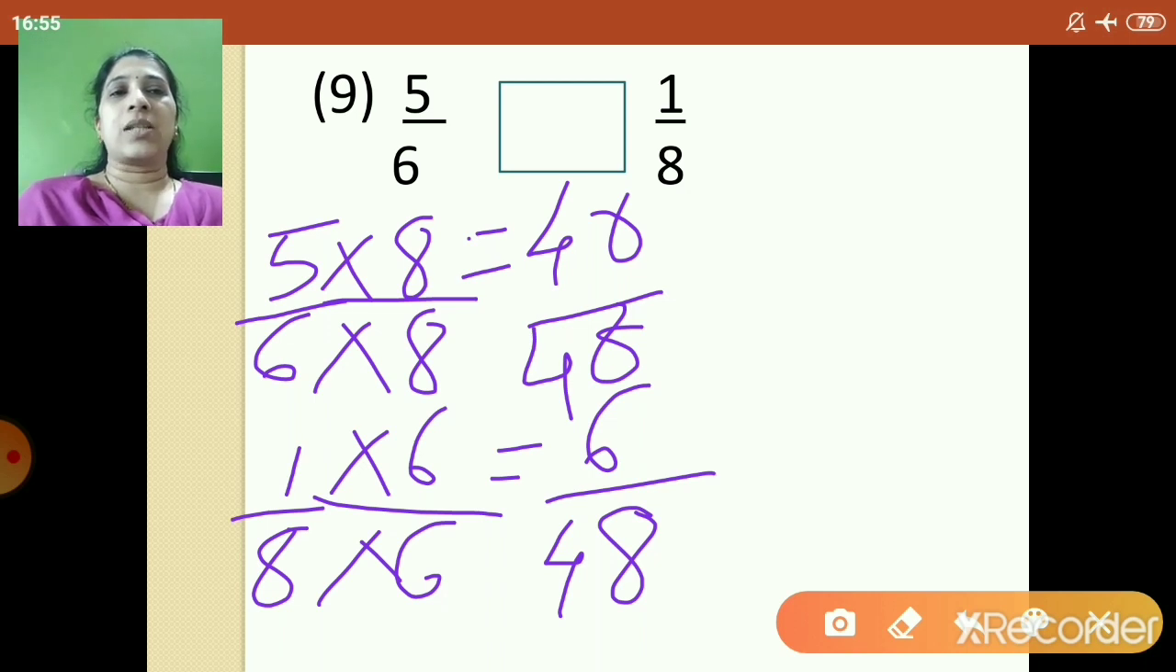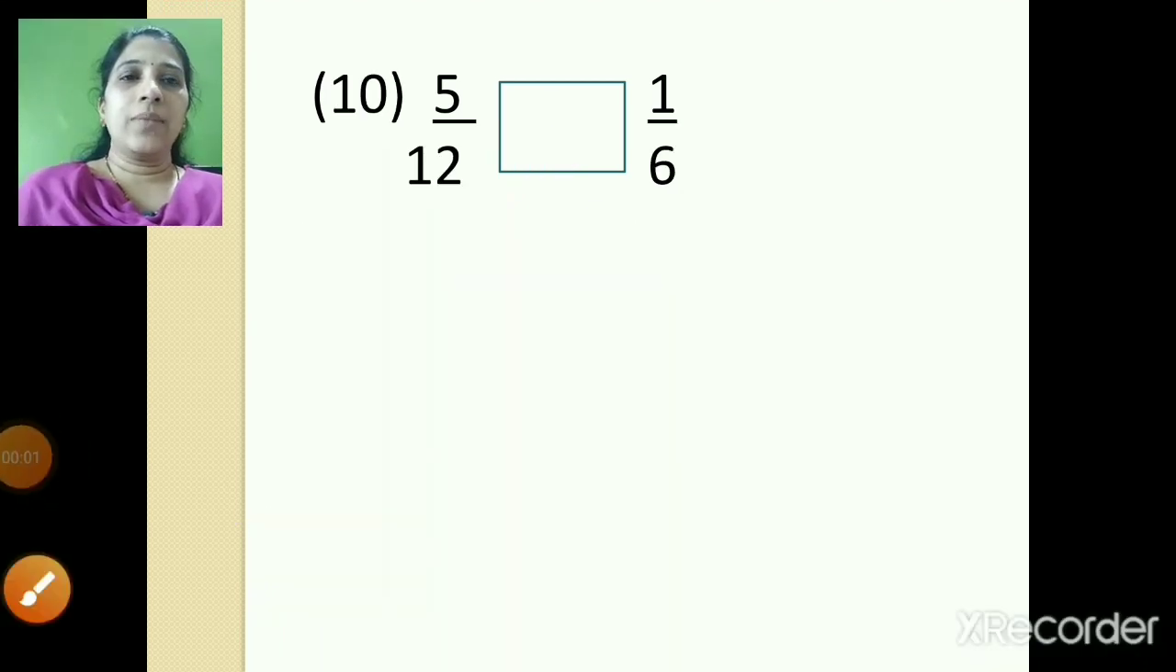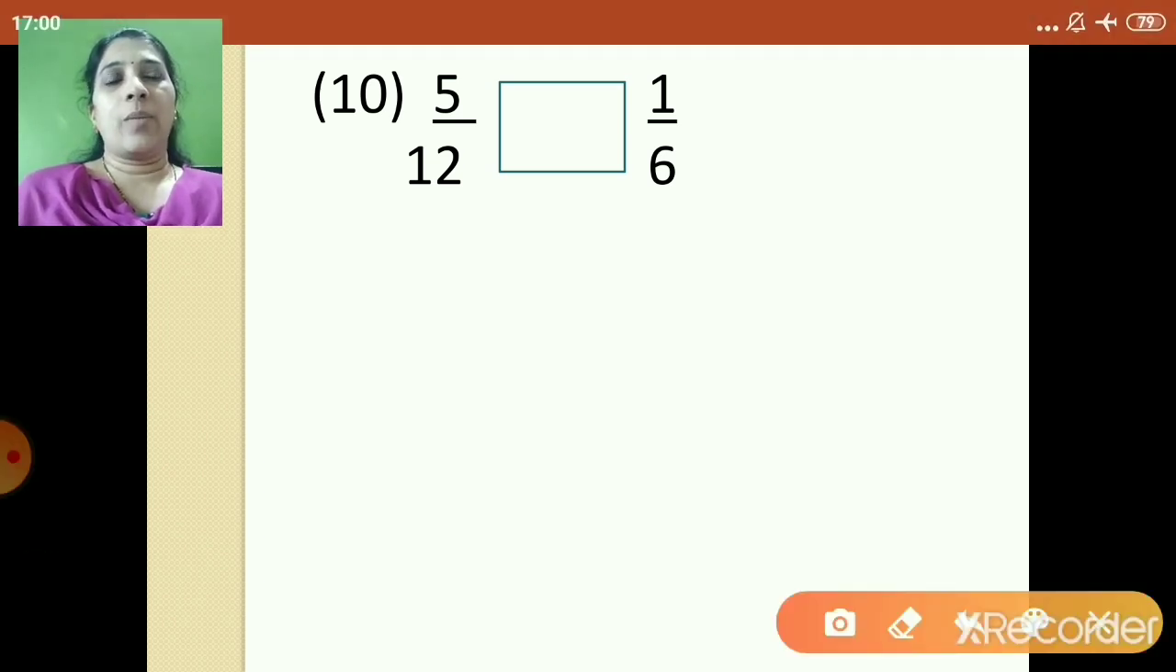40 is the largest. So therefore 5 upon 6 is greater than 1 upon 8. Right children? Let's start with the 10th one. 5 upon 12 and 1 upon 6. Now children, let's look at the denominators.